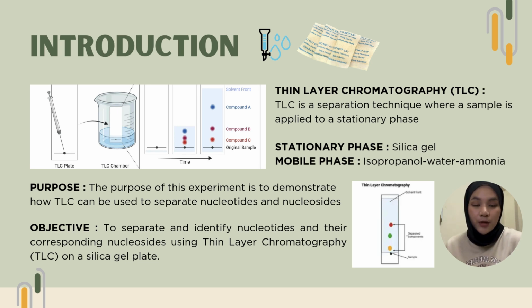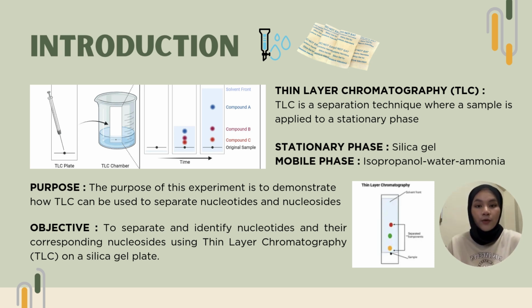Alright, so in this experiment, we will explore how thin layer chromatography is used to separate nucleotides and nucleosides. But before we dive into the experiment, let me tell you what TLC is. TLC is a separation technique in which a sample is applied to a stationary phase, and in this case, we use silica gel as the stationary phase. And the mobile phase, a mixture of isopropanol, water, and ammonia, carries the sample up the plate and separates its components based on their affinity for the stationary phase and their solubility in the solvent.